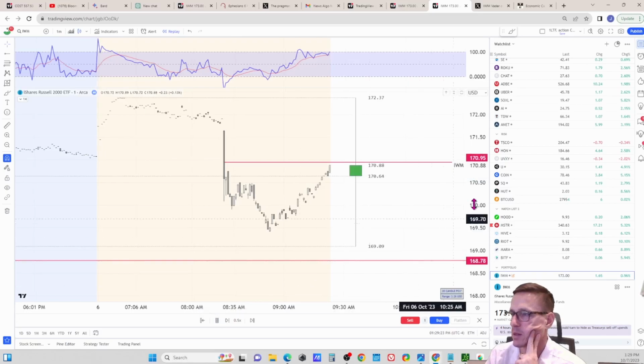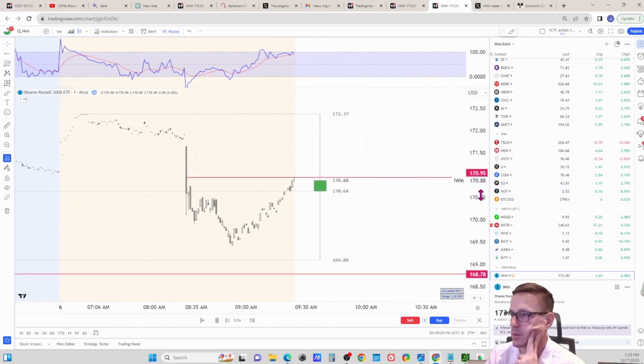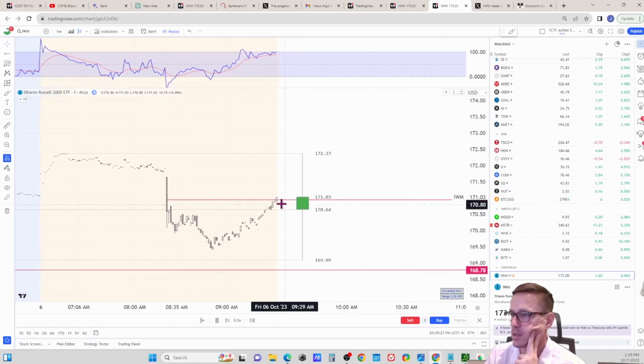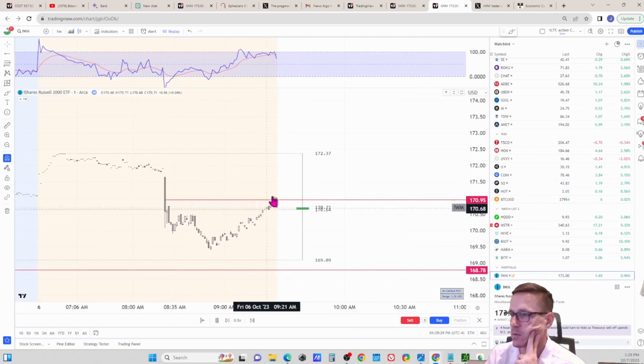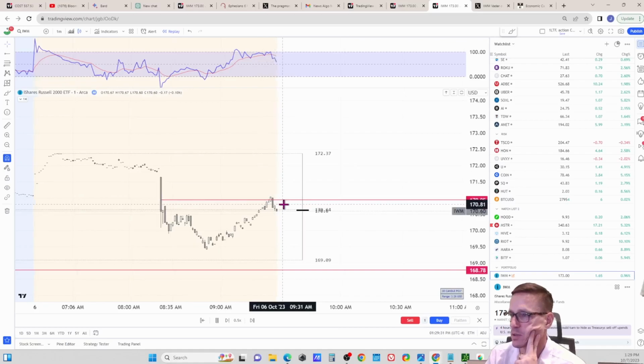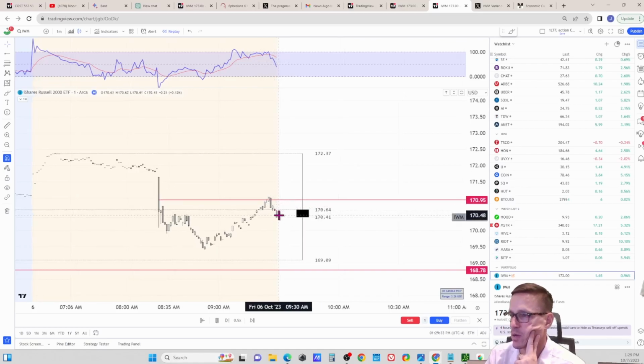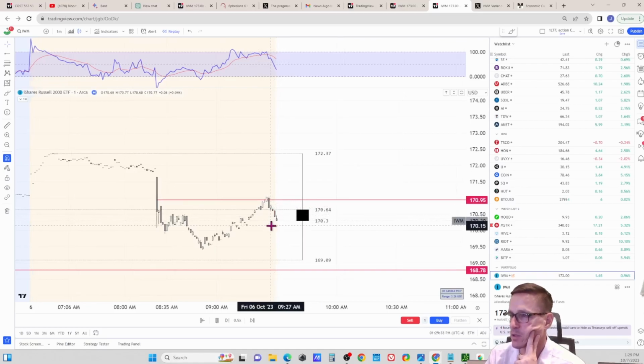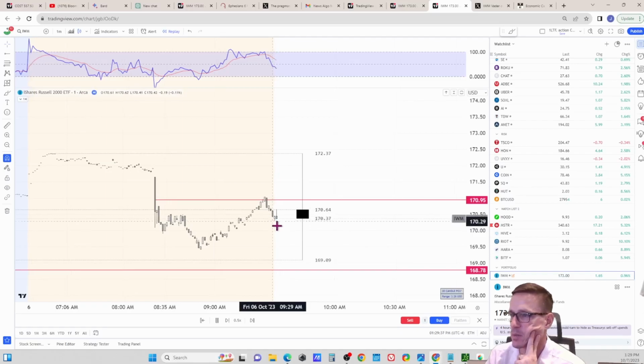You're up a lot, actually, probably at this point. And then you hit the fair value gap. That's your target, so you would sell like three-quarters of your position. And sure enough, it dropped back. Actually, it might have got stopped out right here. I don't know. It depends how tight your stops are.